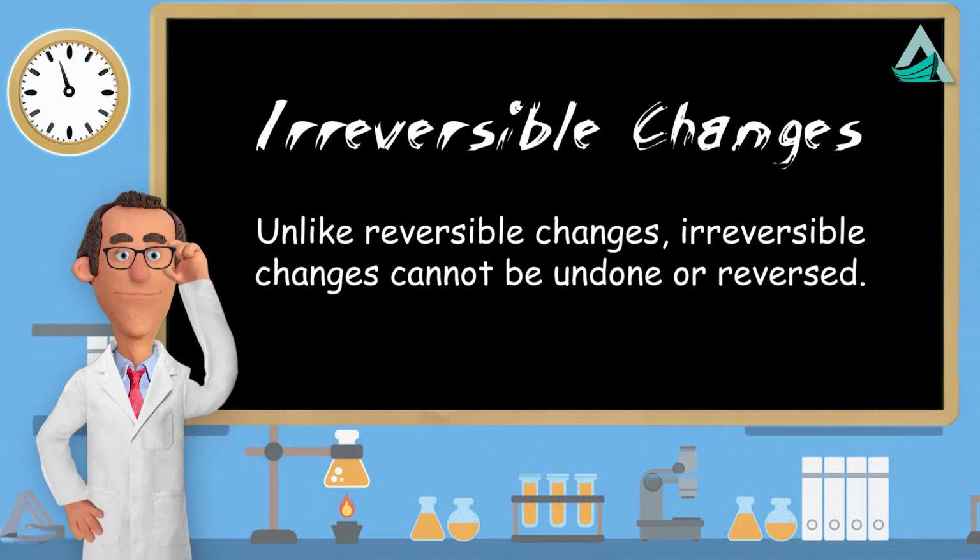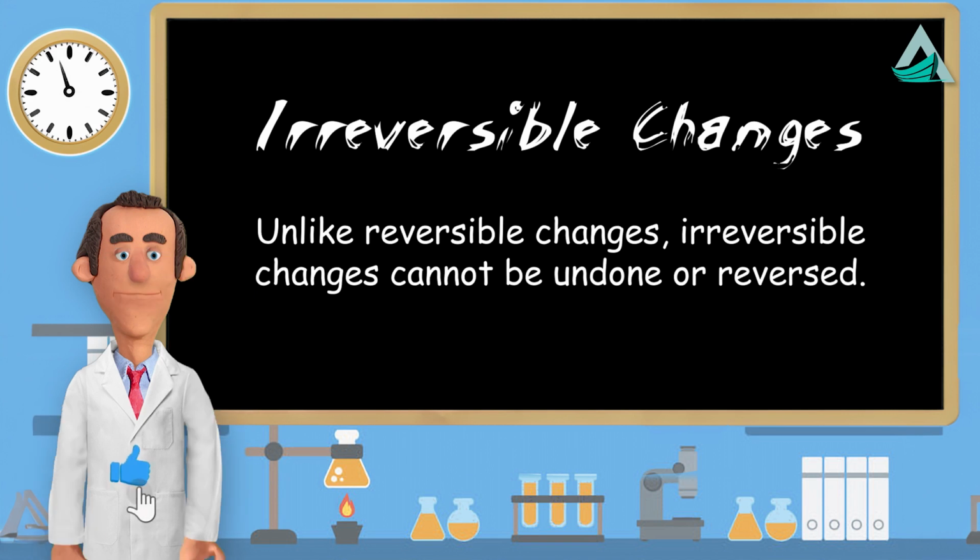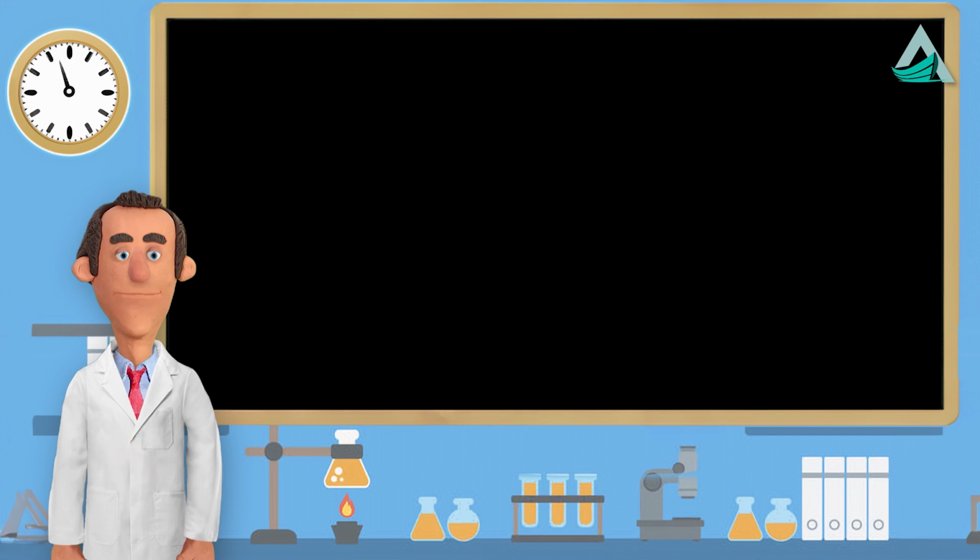Irreversible changes. Unlike reversible changes, irreversible changes cannot be undone or reversed. They involve the formation of new substances and often result in a permanent alteration in the material's properties. Let's explore some examples. Burning.